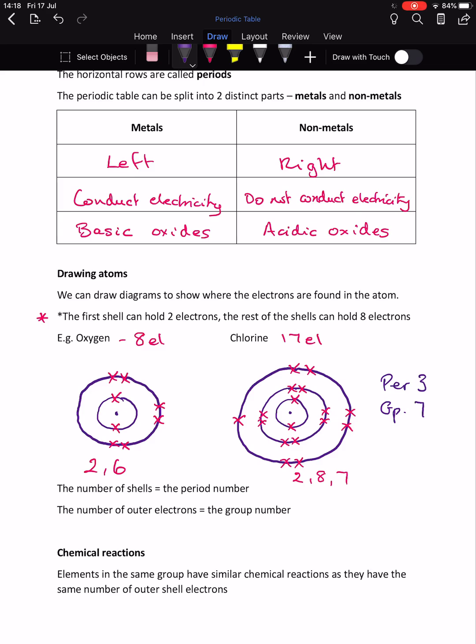As a general rule, the number of electrons dictates the type of reactions that an element will be involved in. So elements in the same group have very similar chemical reactions, and that's because they have the same number of electrons in their outer shells.